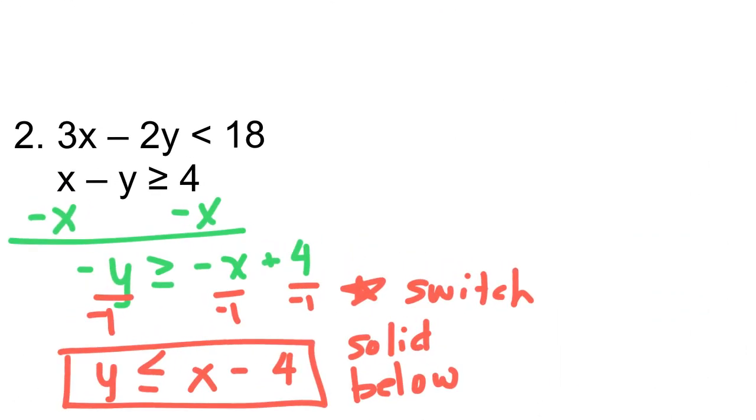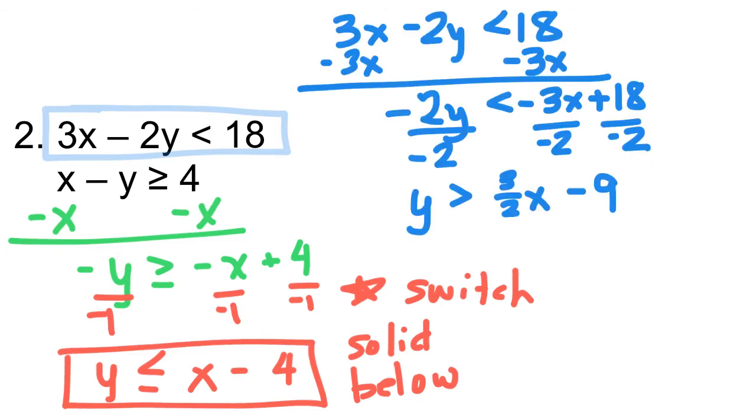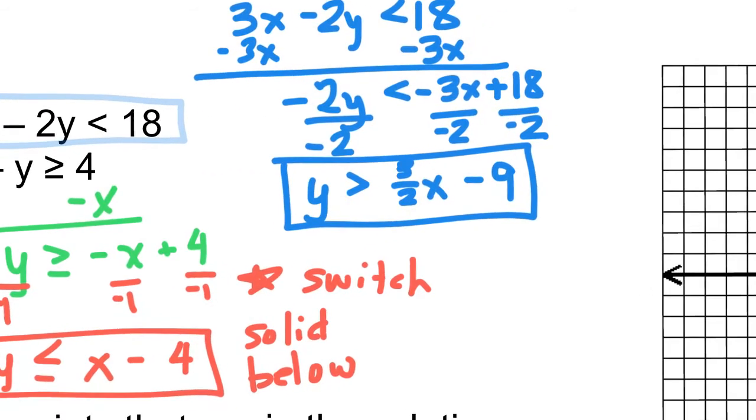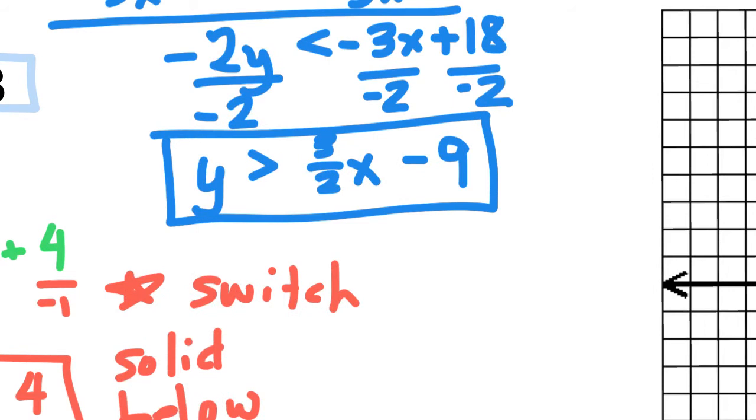Please first put this inequality into slope-intercept form. Please pause the video as you do that. In our second inequality, did you remember to switch the sign because you divided by a negative? So in this one, we will have a dotted line, and it will be shaded above.